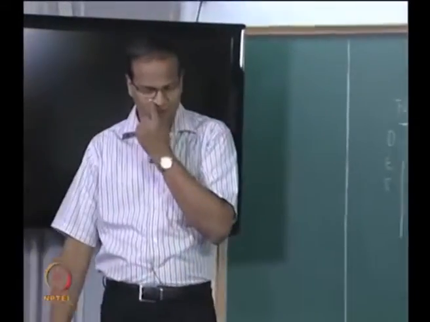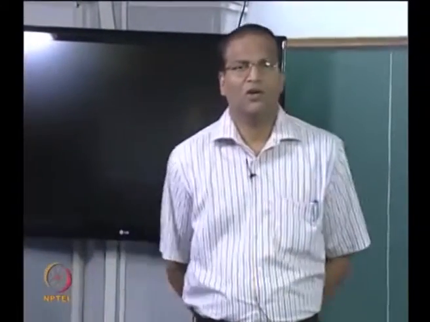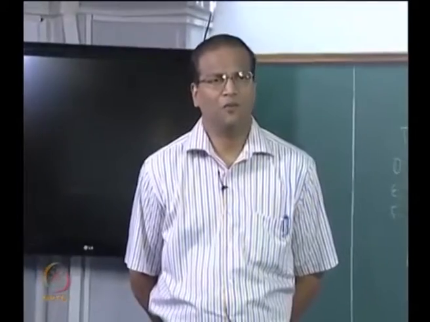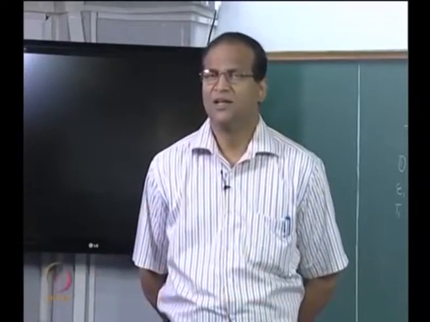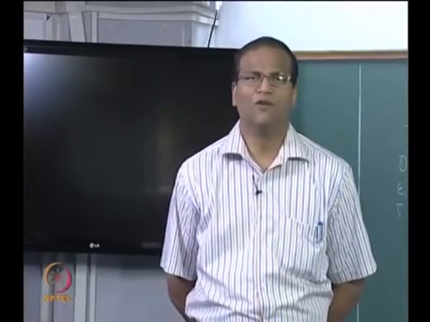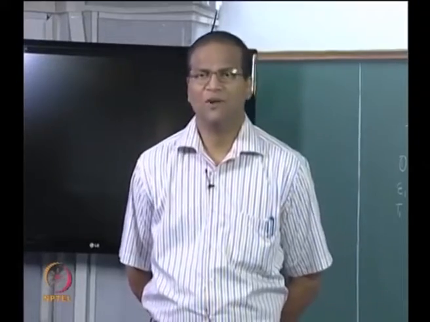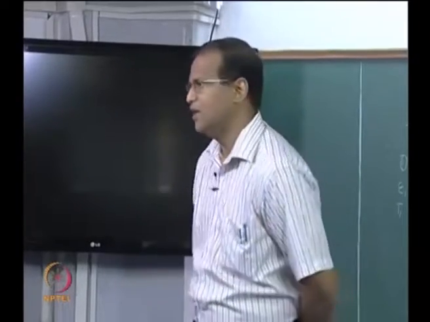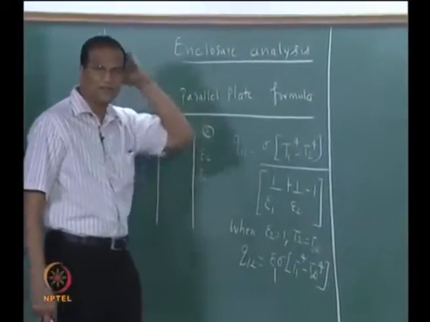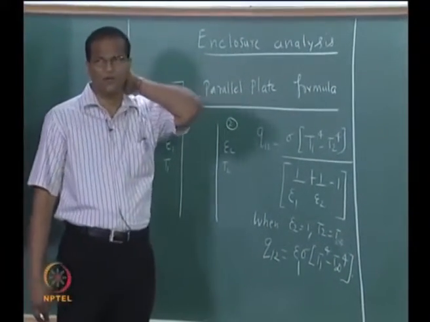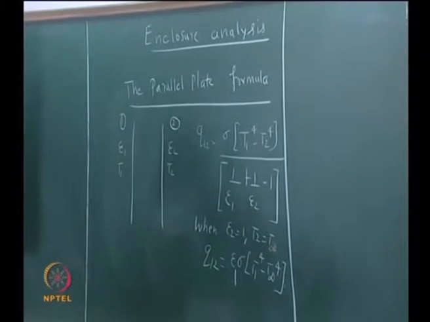Then we went on to solve the problem of a two zone or two surface enclosure where you have two parallel plates which are infinite in extent, so that F12 equal to 1. Then we wrote the radiosity relations, then we found J1 and J2, we found Q equal to J1 minus G1 equal to J1 minus G2, and we got the familiar parallel plate formula. This is a very important result which can be used to model heat transfer between two plates when the convection between them can be neglected.